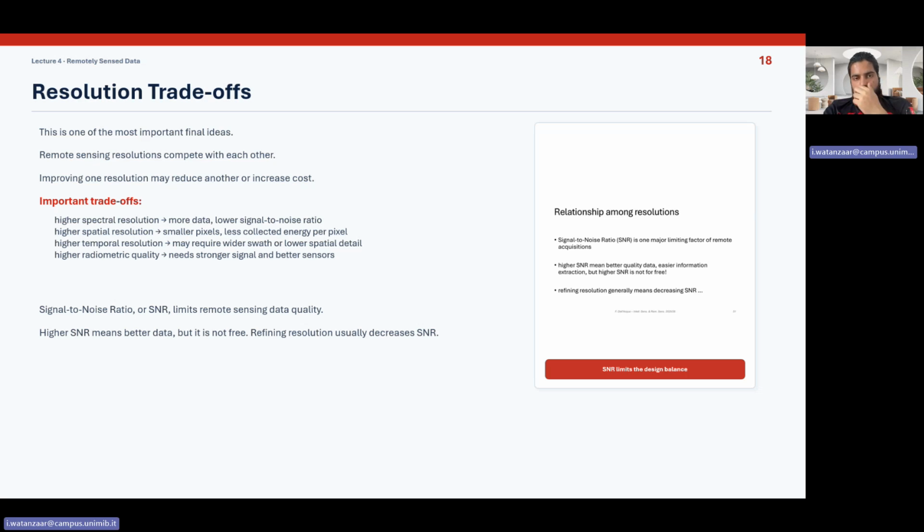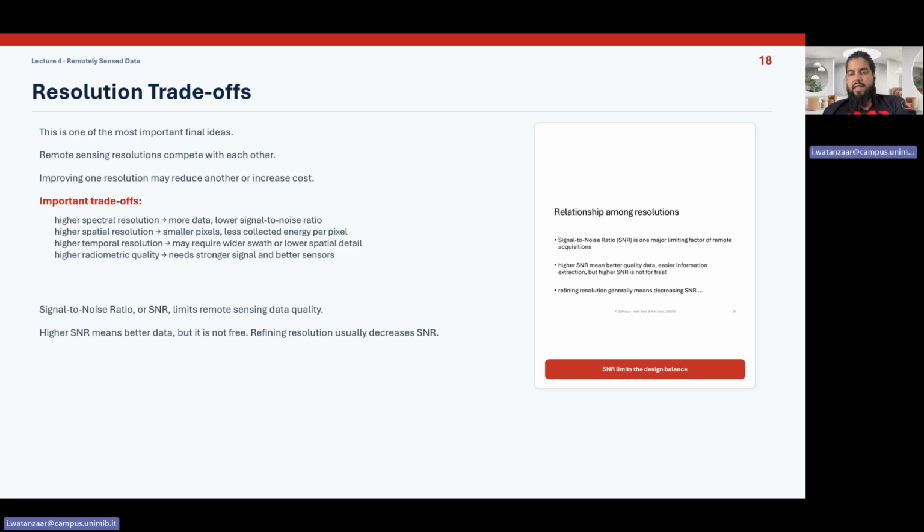Now, all of these resolutions are trade-offs. This is one of the important final ideas, that the remote sensing resolutions compete with each other. Improving one resolution may reduce another or increase the cost. So we are taking the cost into account. If we increase one, another will decrease. So these are the possible trade-offs.